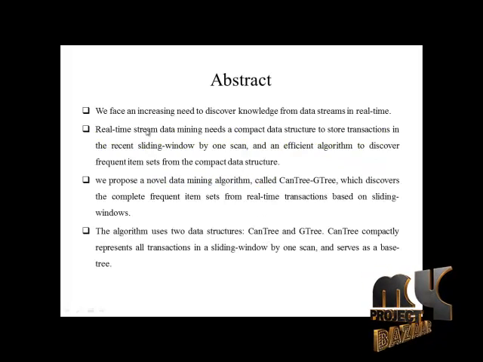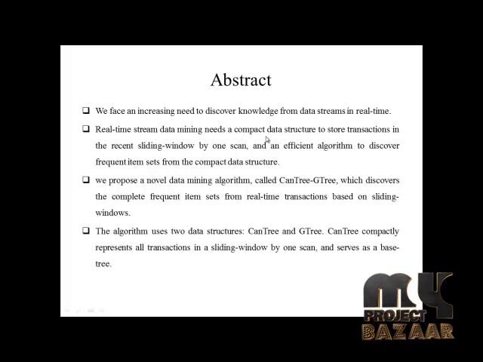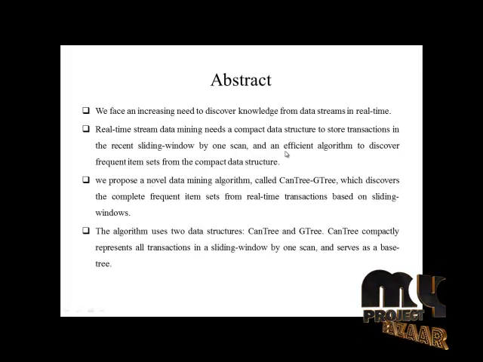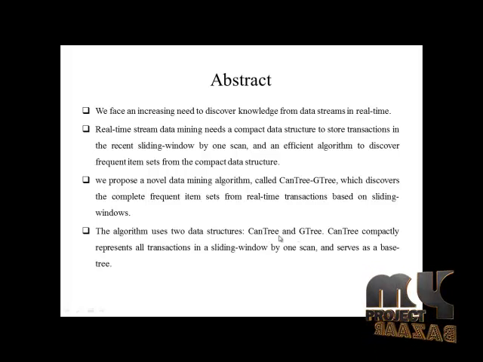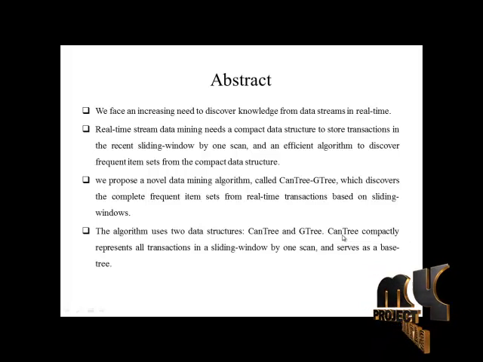Here we face an increasing need to discover knowledge from data streams in real time. Real-time stream data mining needs a compact data structure to store transactions in the recent sliding window by one scan, and an efficient algorithm to discover frequent item sets from the compact data structure. Here we propose a novel data mining algorithm called CanTree and Gtree, which discovers the complete frequent item sets from the real-time transactions based on sliding windows. The algorithm uses two data structures, CanTree and Gtree. CanTree and Gtree is one of the processes based on tree algorithms, and the CanTree compactly represents all transactions in a sliding window by one scan and serves as a base tree.